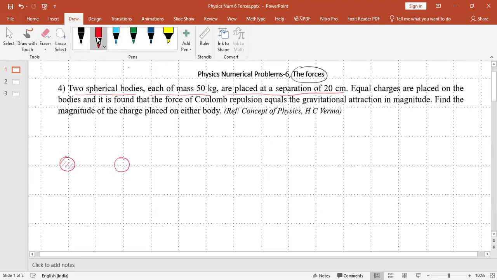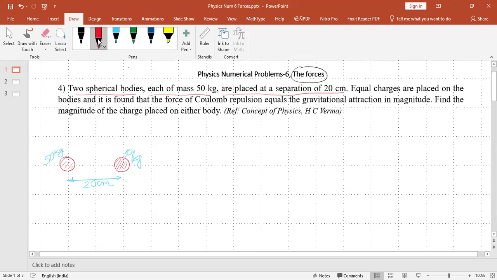Placed at a separation of 20 centimeters. This separation is 20 centimeters, the center to center distance. Then each has a mass of 50 kg.